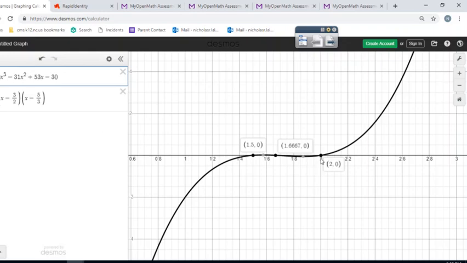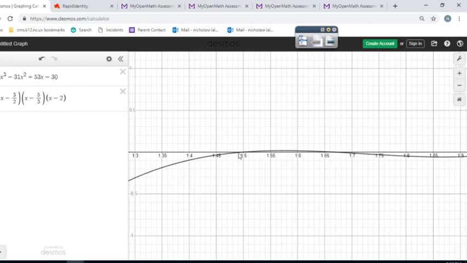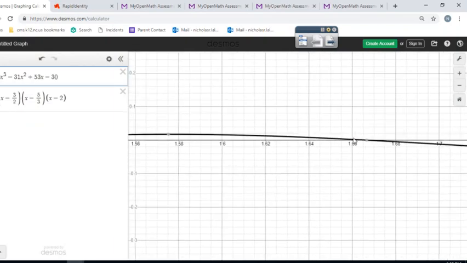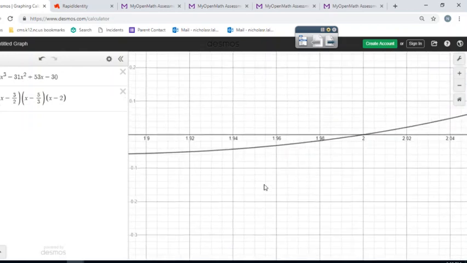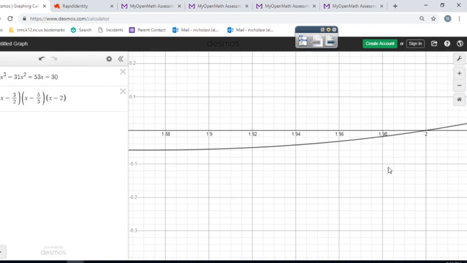And if I have a 0 at 2, then I have a factor at x minus 2. And now I'm going to zoom in, see if we pass through at our zeros. So at 1.50, I do see that we pass through. At 1.666, I do see that we pass through. And at our 2, I do see we pass through. So we all have odd multiplicities at this point.